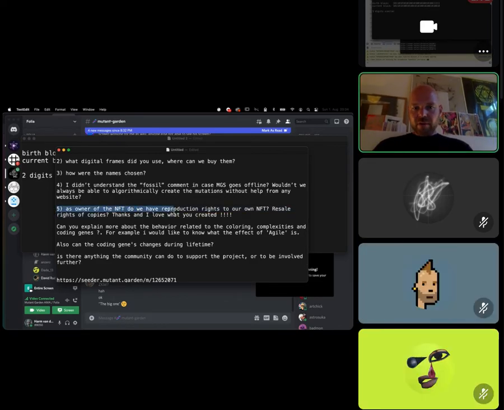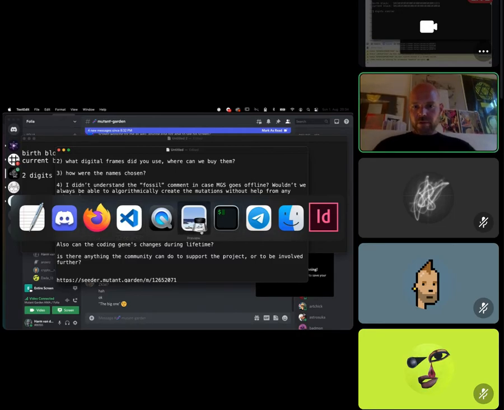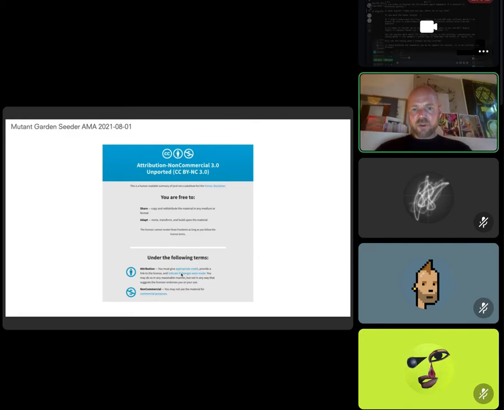As owner of the NFT, do we have reproduction rights to our NFT, resale rights? Let's see. I like this license. I think it makes sense for this project. I know Creative Commons is a bit old and maybe cannot really be enforced, but I think people should be able to share it, play with it, remix and do whatever. I would like to be attributed, and I wouldn't really like it if somebody makes copies or changes and then sells those. But this is all.